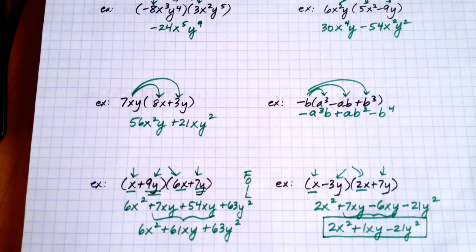And that's how you multiply polynomials in several variables, and that's part 1.